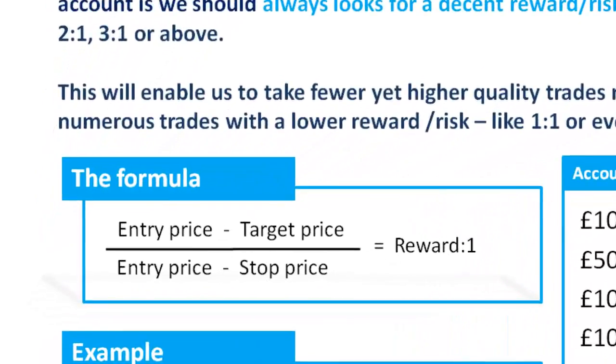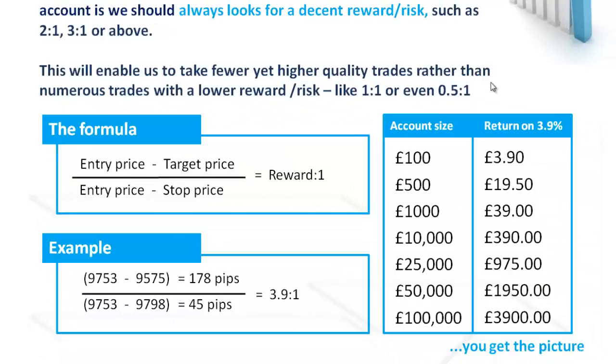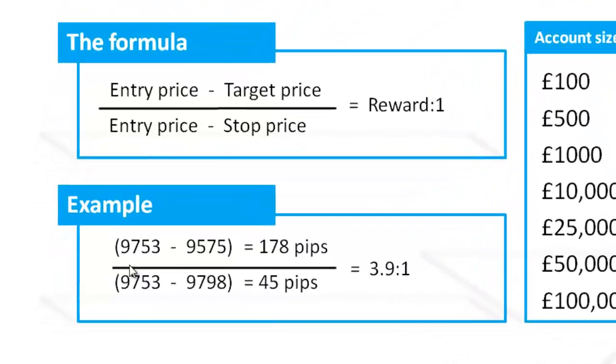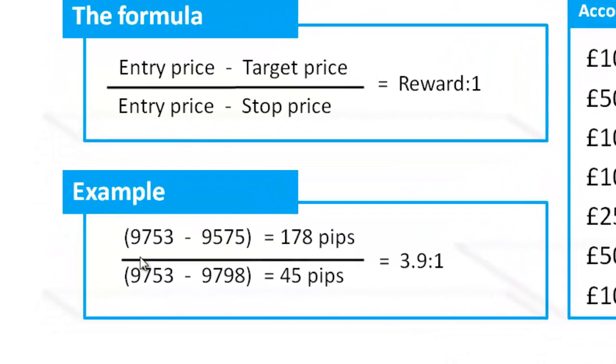But here's the formula if you want to work out your reward to risk. We've got entry price, take away target price, over entry price, take away stop price. So if we look at this example here, if we've got an entry of 97.53 and our target price of 95.75, giving us a difference of 178 pips, over the distance between our entry price and our stop loss, which is 45 pips in this case. So 178 divided by 45 is 3.9.